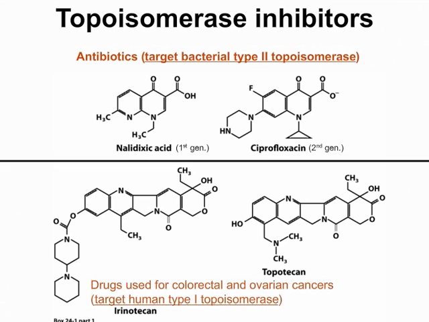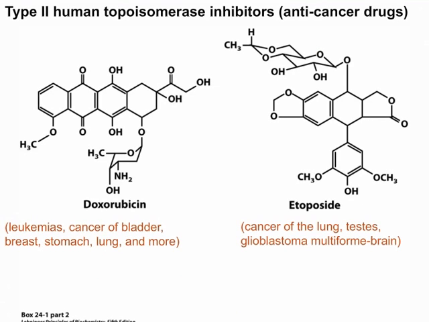On the bottom, we have anti-cancer drugs that target type 1 topoisomerase. So irinotecan and topotecan. So be sure to know which ones are going to target type 2, which ones are going to target type 1, and then know which one's your antibiotics and which one's your anti-cancer. Here are some more anti-cancer drugs to add to the list. Doxorubicin and etoposide. Both are going to target that type 2 topoisomerase.